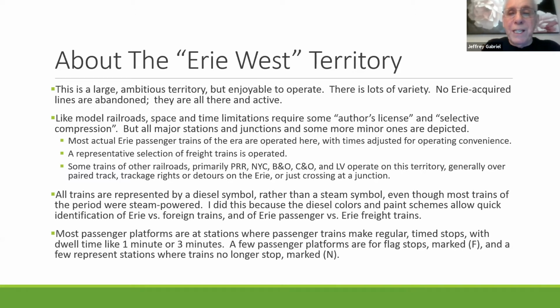All trains are represented by a diesel symbol, even though they're steam. The reason for that is because the diesel colors and paint schemes allow the identification of the Erie versus a New York Central train versus a Pennsylvania train and so forth. It's obvious. The steam engines in a little teeny symbol would look alike. Each railroad would look alike. Also, the Erie passenger versus the Erie freight trains are readily identifiable with the symbols I used.